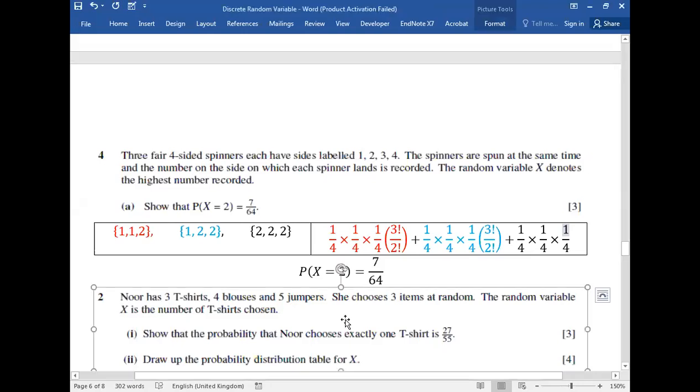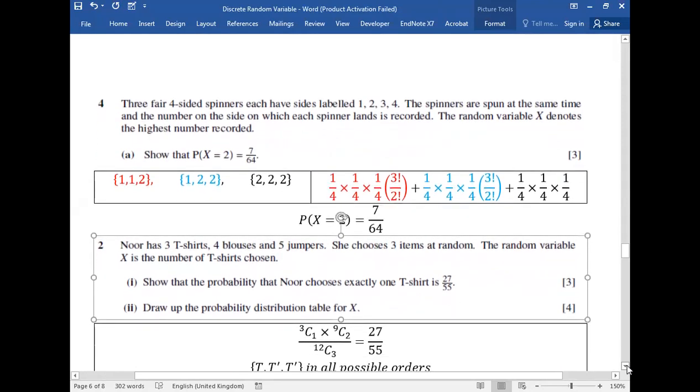The next question is page 121 of the old booklet. Okay, one way of doing this question was through a probability tree. Another way is we could have also used combinations.